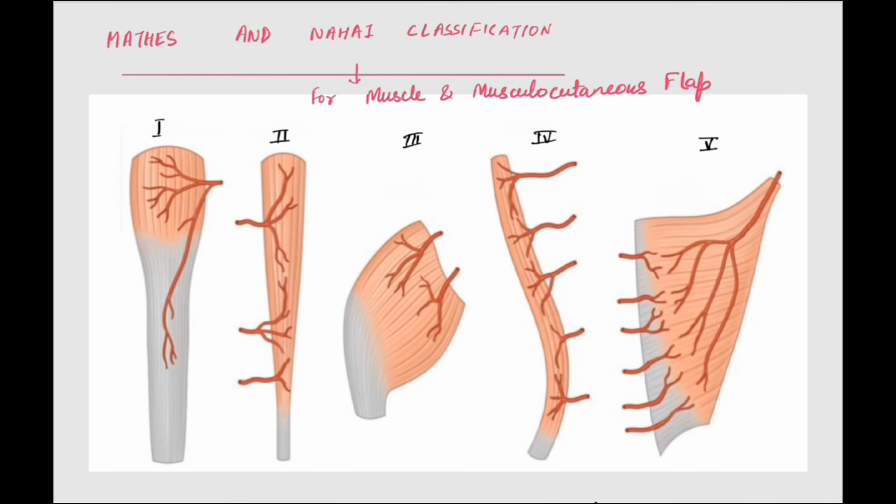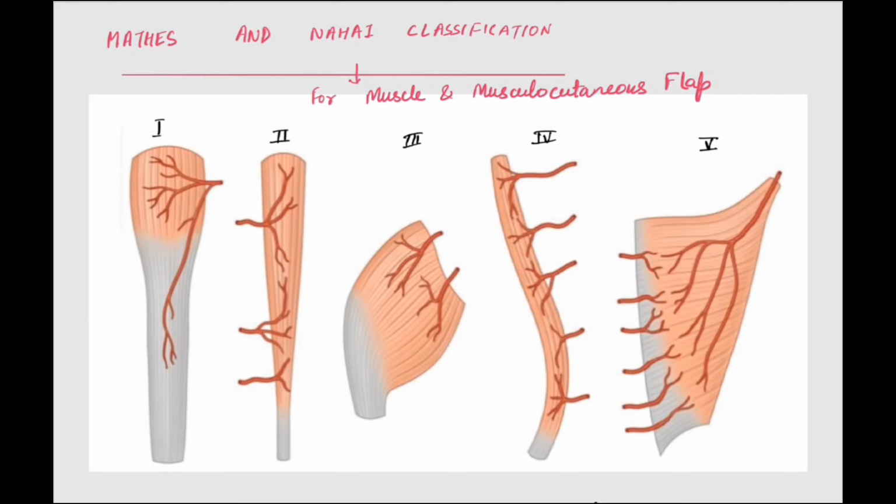Today we are going to discuss one of the most important classifications in reconstructive surgery, the Mathes and Nahai classification for the musculocutaneous flaps. What is a musculocutaneous flap? A musculocutaneous flap consists of muscle, overlying skin and subcutaneous tissue. The skin receives its blood supply through vessels associated with the underlying muscle.